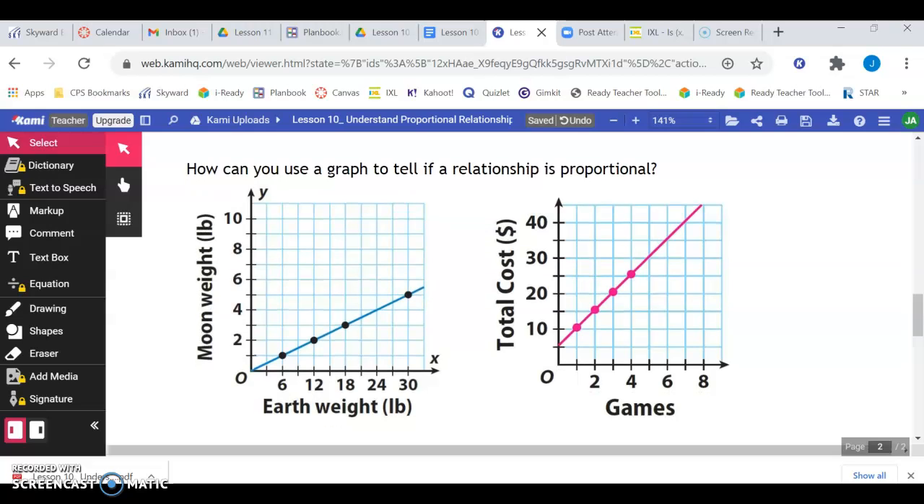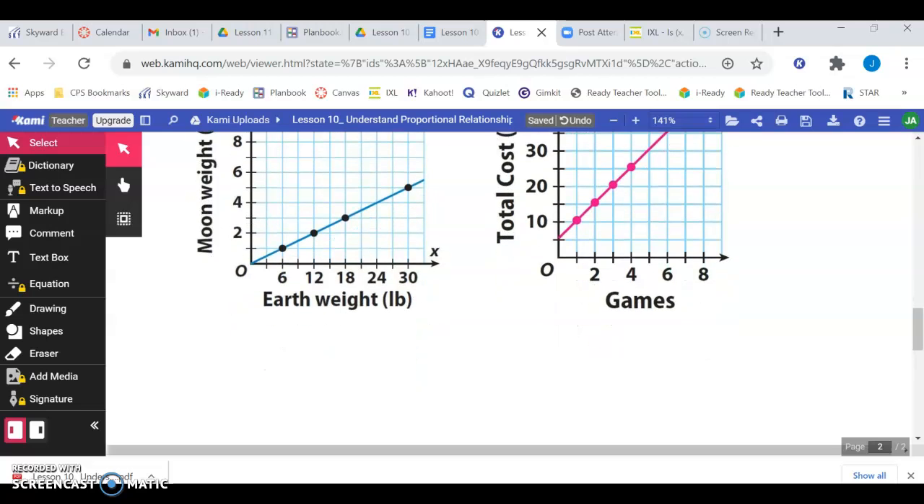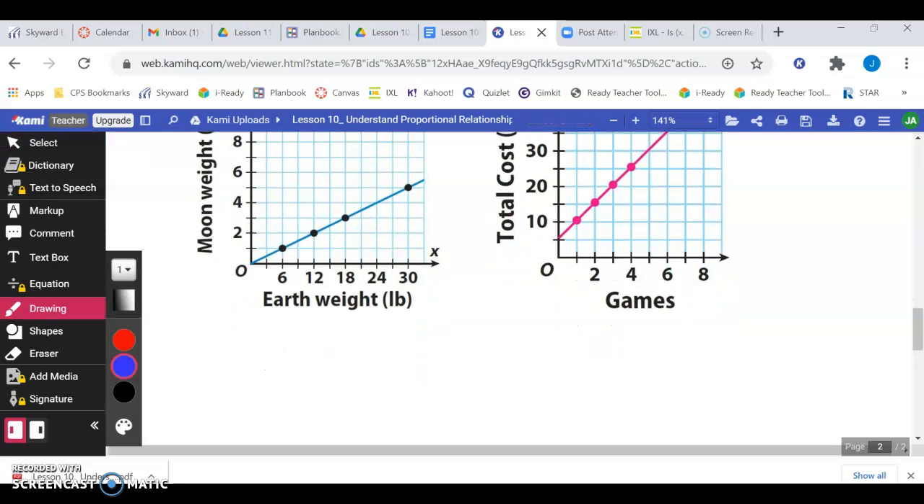All right, and then we're going to look at graphs. How can you use a graph to tell if a relationship is proportional? So we're going to look for 2 things. The first thing is that it's a straight line. And it looks like both graphs here are both straight lines, so they pass number 1. Then number 2 is that the line goes through the origin.